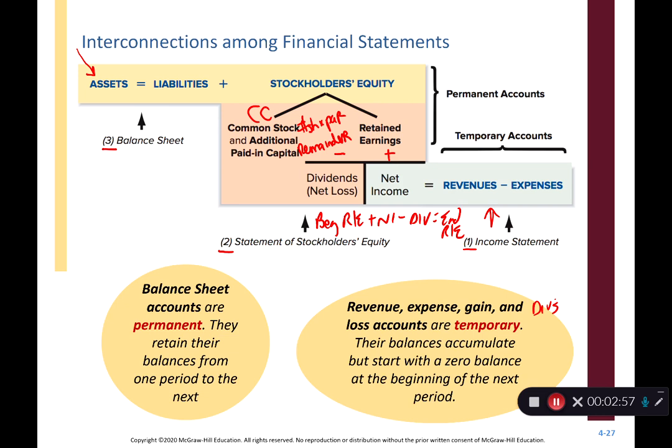So their balances accumulate over time, but then they're closed out at the end of the period, which we'll cover in the last segment of our Chapter 4 lectures. So they start with a zero balance at the beginning of each period. So we fill up our revenue, expense, gain, loss, and dividend accounts during the year, and then at the end we empty them out into retained earnings, and they start over at zero again.